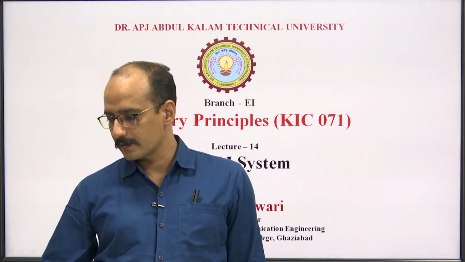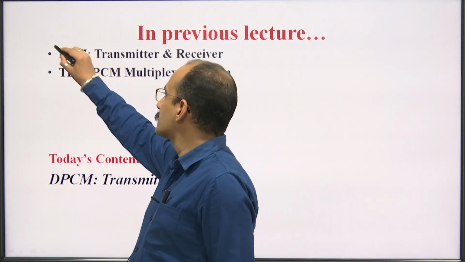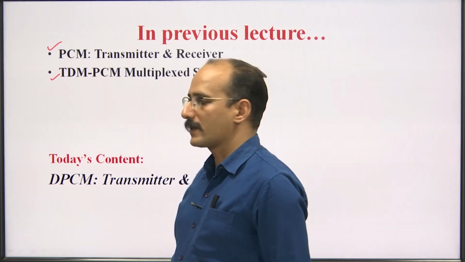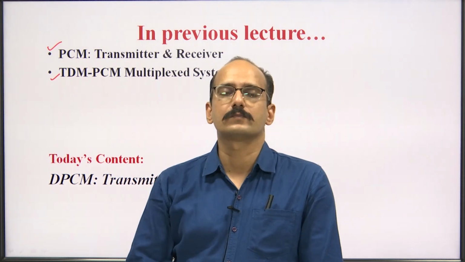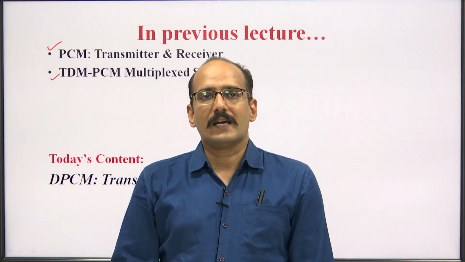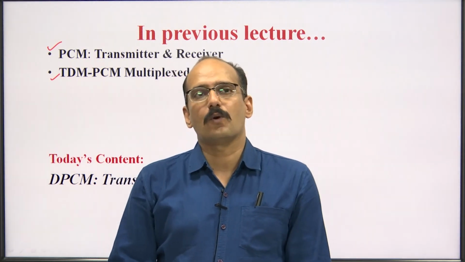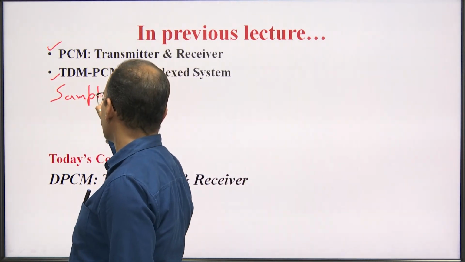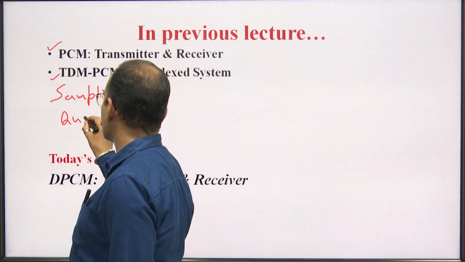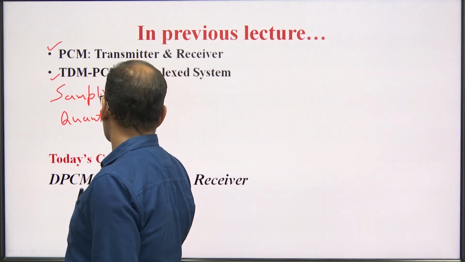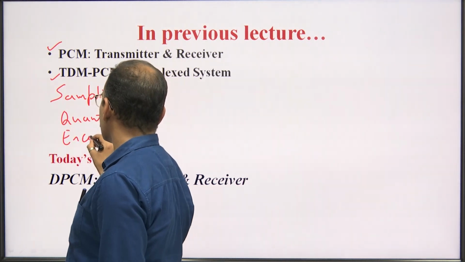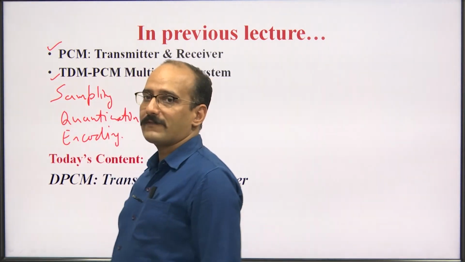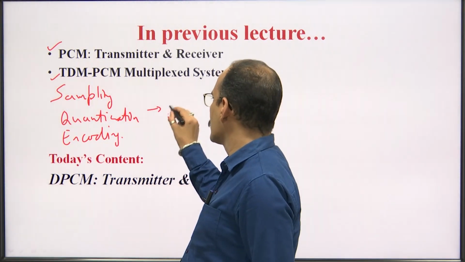Hi students. In the previous lecture of this multiplex system unit of telemetry principles, we understood pulse code modulation and time division multiplexing, the pulse code modulation multiplex system. As I told you in the previous lecture, in pulse code modulation we have 3 steps: sampling, quantization and encoding. And after these 3 processes we will get a pulse code modulated signal.